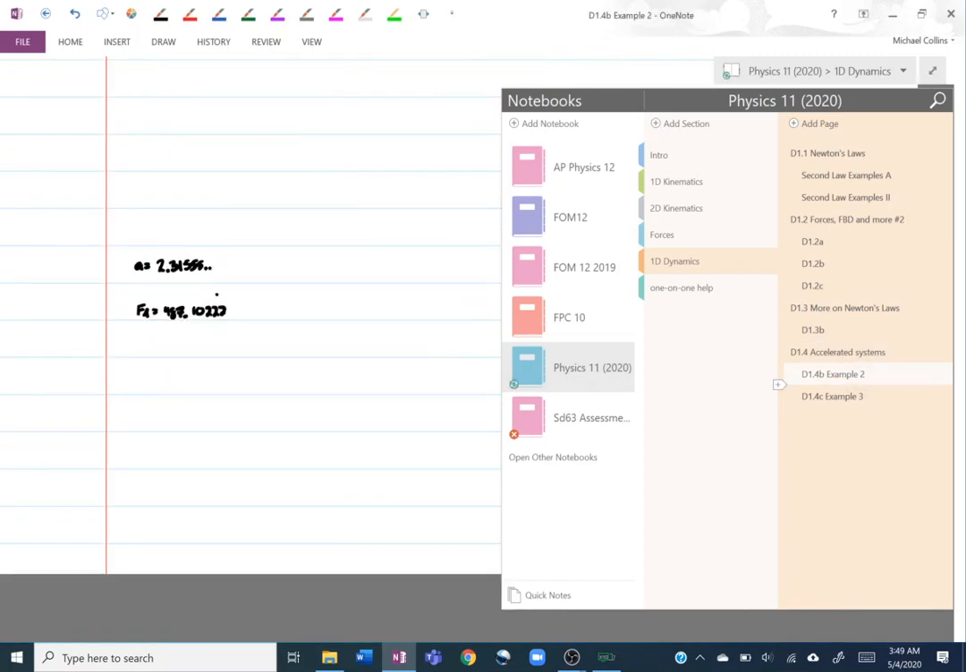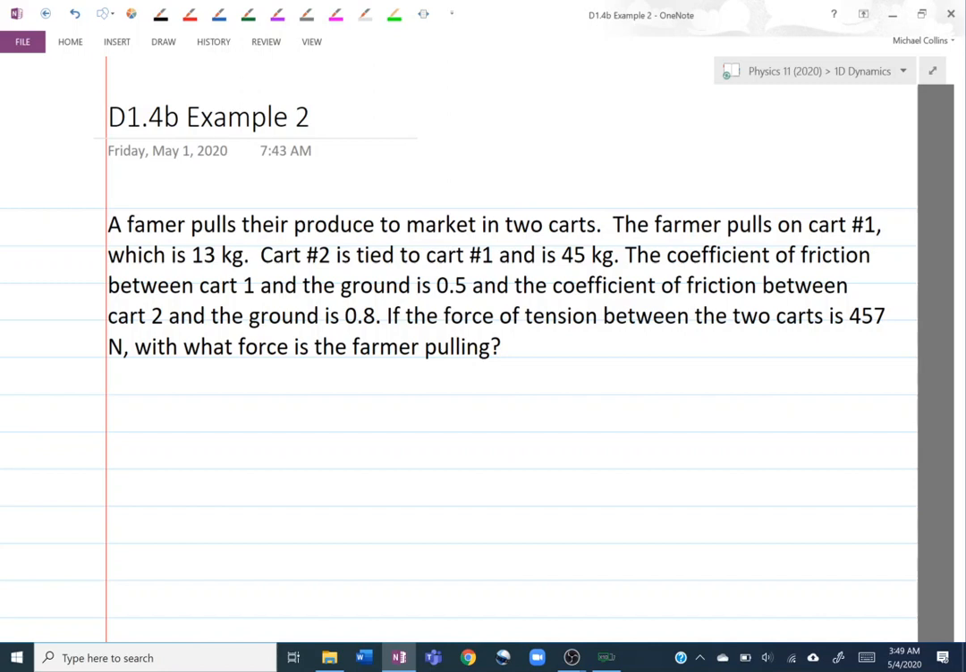Let's look at example 2. A farmer pulls their produce to market in 2 carts. The farmer pulls on cart number 1, which is 13 kilograms. So I'm going to go ahead and draw that. I've got a force pulling on cart number 1 that's 13 kilograms. And cart number 2 is tied to cart number 1.